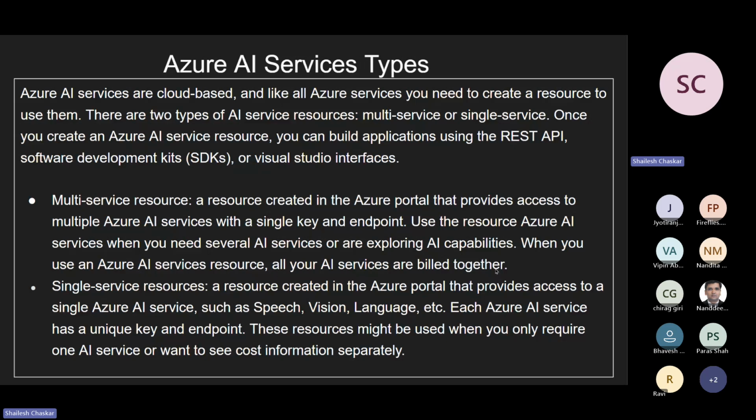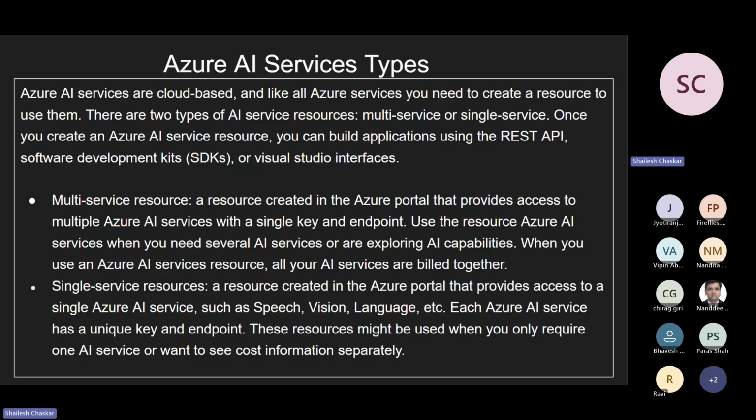So in case of POCs, especially in lower environments, I would suggest always using multi-service resources. And in today's demo also, I have done the same. I've created a simple multi-service resource which I can use across different services also, whether it is the Vision AI service or document intelligence services. It's okay. But obviously, when you are in a production environment, I suggest single service resources, a resource created in the Azure portal that provides access to a single Azure AI service, such as speech, vision, language, etc. Each Azure AI service has a unique key and endpoint. That's the basic aim, right?